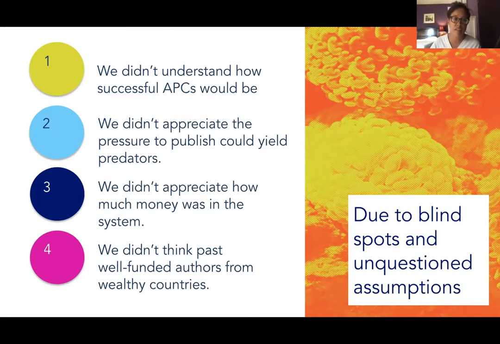Some of the lessons learned are the ones you see here. We didn't really think about how many authors would be excluded from publishing. We didn't appreciate how much pressure there was to publish, such that predatory journals could be a success. And we didn't understand that there was enough money in the system whereby a publisher could make money from libraries and from authors at the same time. And I think now we as a community are in the process of unpicking that.